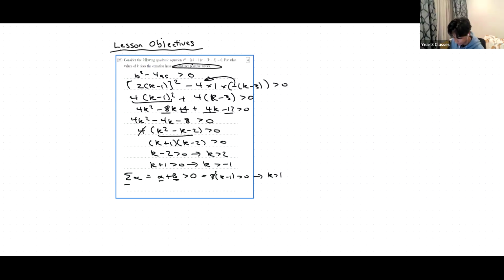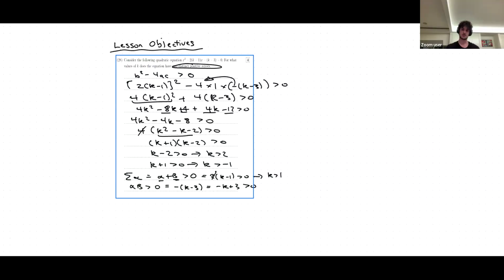And then also, if you look at your product of roots, it's also going to be positive because you're multiplying 2 positive numbers. So alpha beta is greater than 0, and it's going to be equal to minus k minus 3. So minus k plus 3 is greater than 0, or k is less than 3.